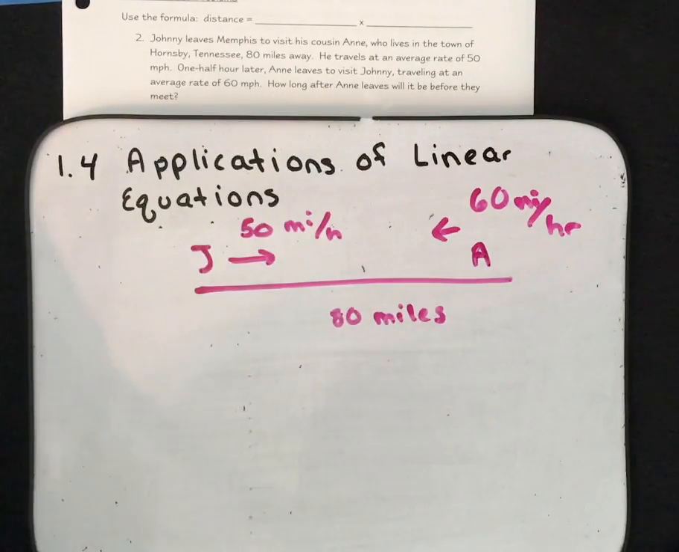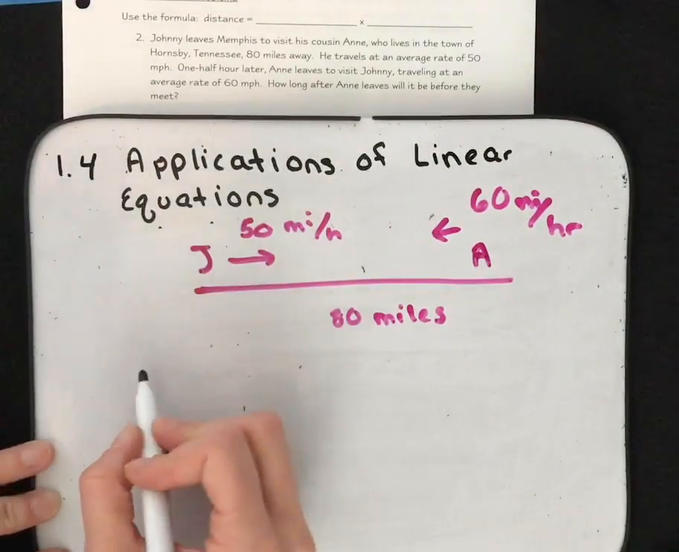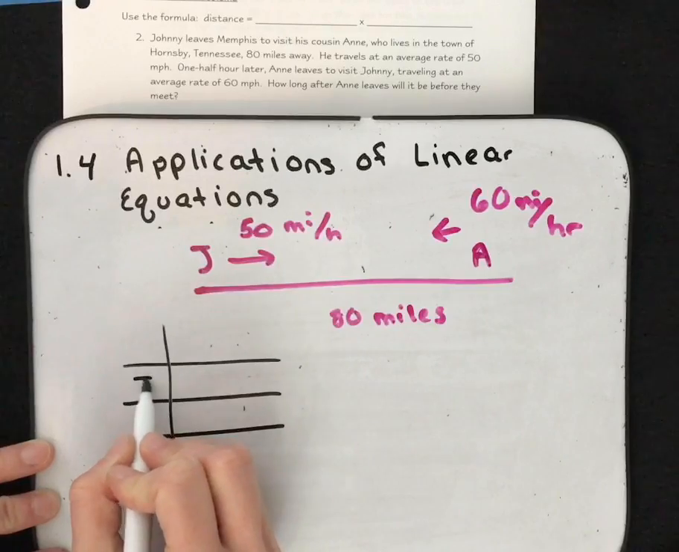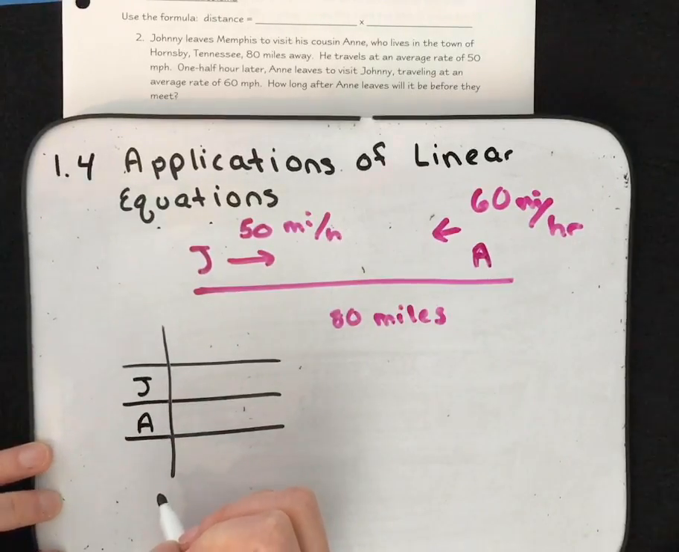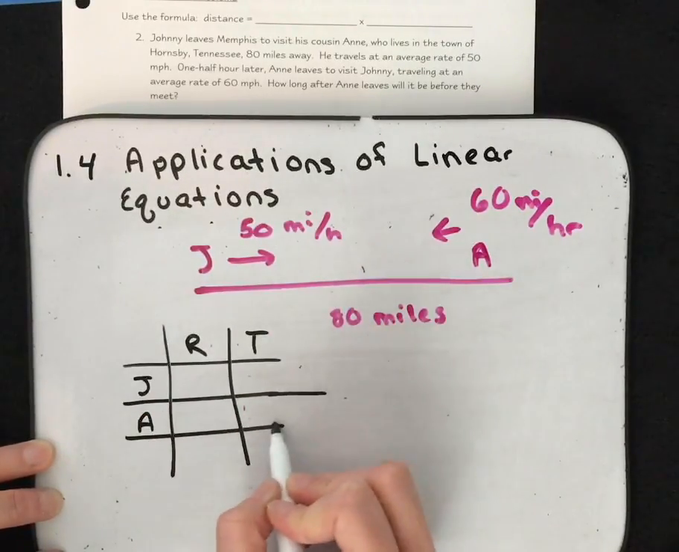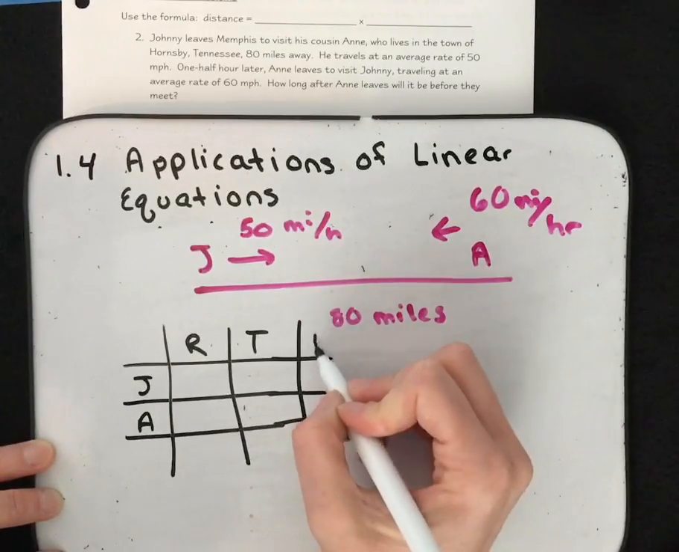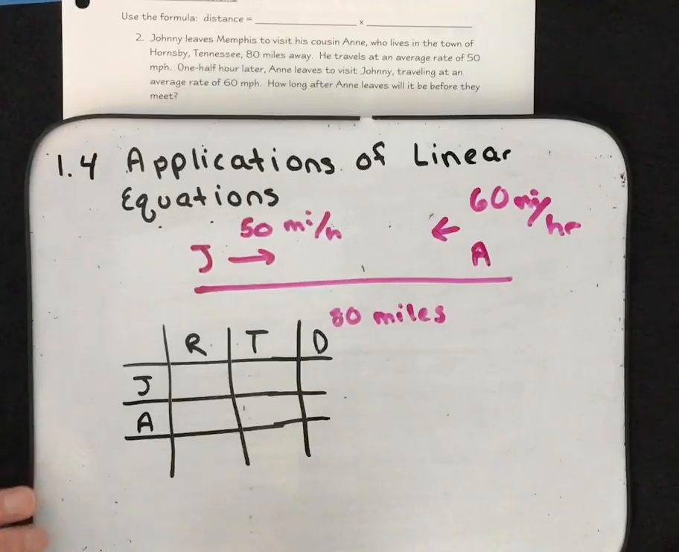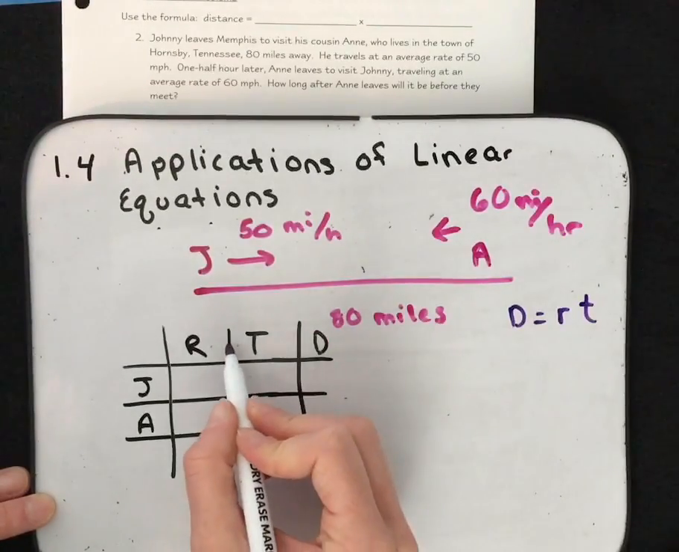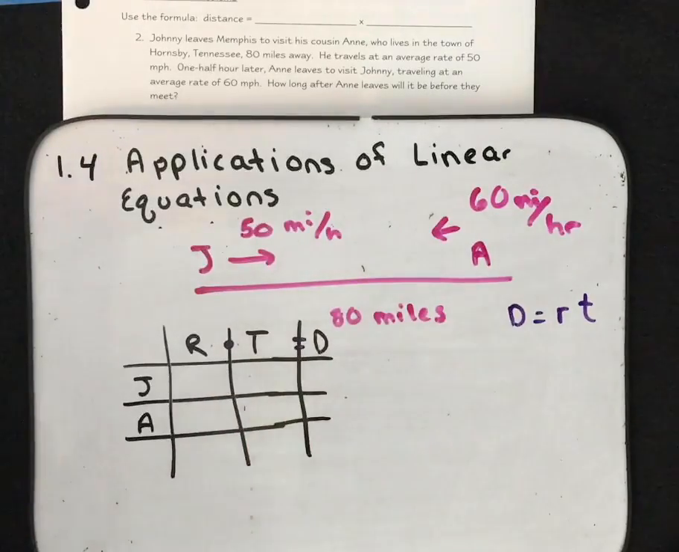So there's a little bit of information that we have and a little bit of information that we need to figure out. Let's see if we can make this into a chart. We have information about Johnny and information about Ann: the rate, the time, and the distance. Do you remember a formula that relates rate, time, and distance? Well, we know that distance equals rate times time. So let's see what we can figure out here.